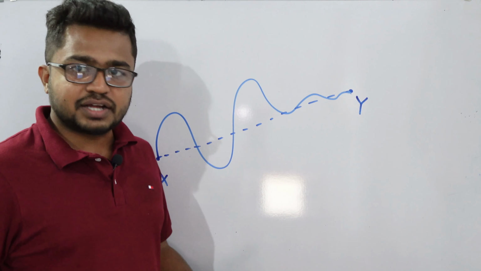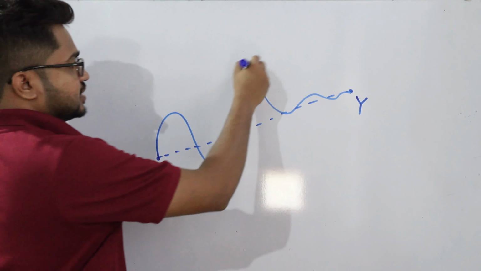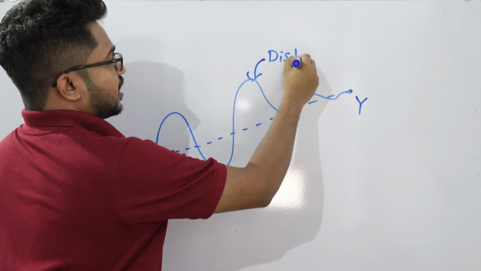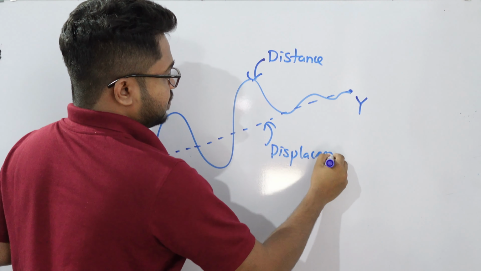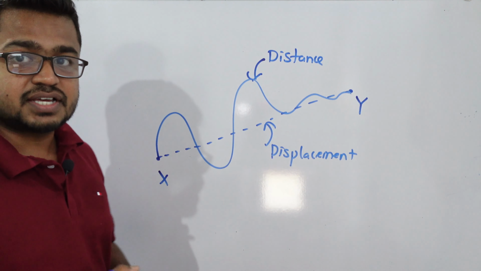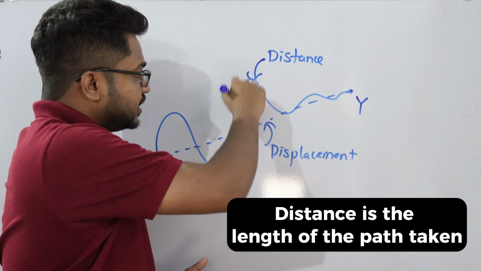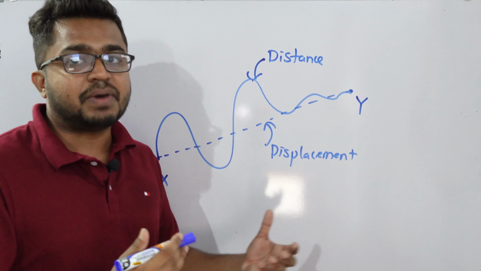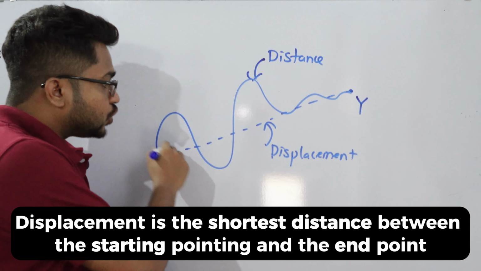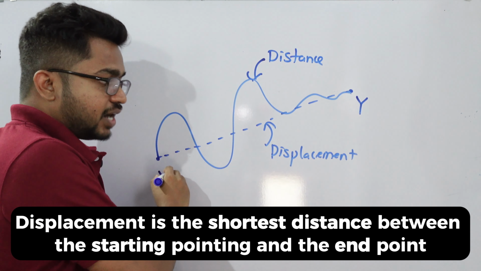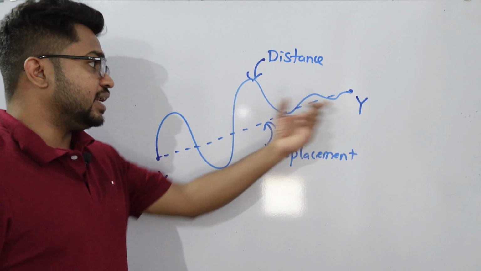I can't see distance and displacement. Can you? Of course not. Let me label it. This is the distance, and this one is the displacement. What do you mean by that? What is distance? Distance is the length of the path taken. Very simply, the length of the whole route that you took. But displacement is the shortest distance between the starting point and the end point. Let me tell it again: the shortest distance between the starting point and the end point.